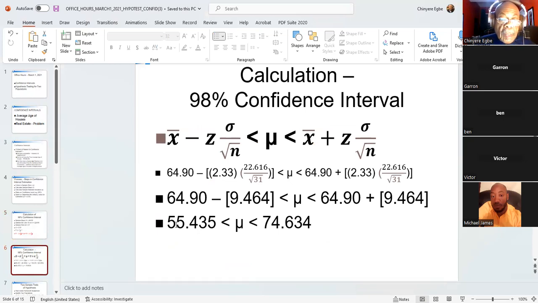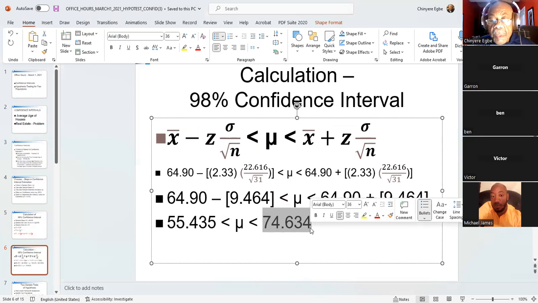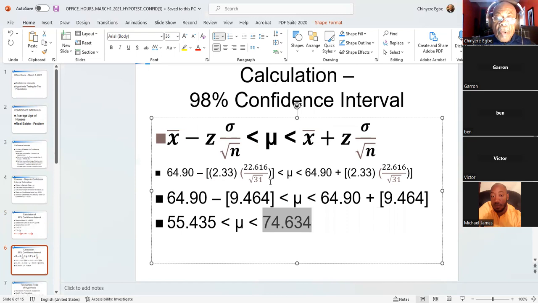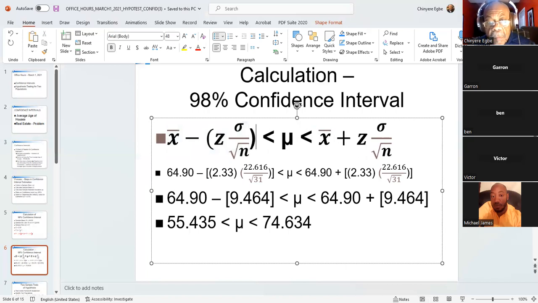And the sample mean ranges from the possibility of 55.4 to a high of 74.634. And so you don't know what the true mean is, but you are 98% confident that it is between 55.4 and 74.6. All right.